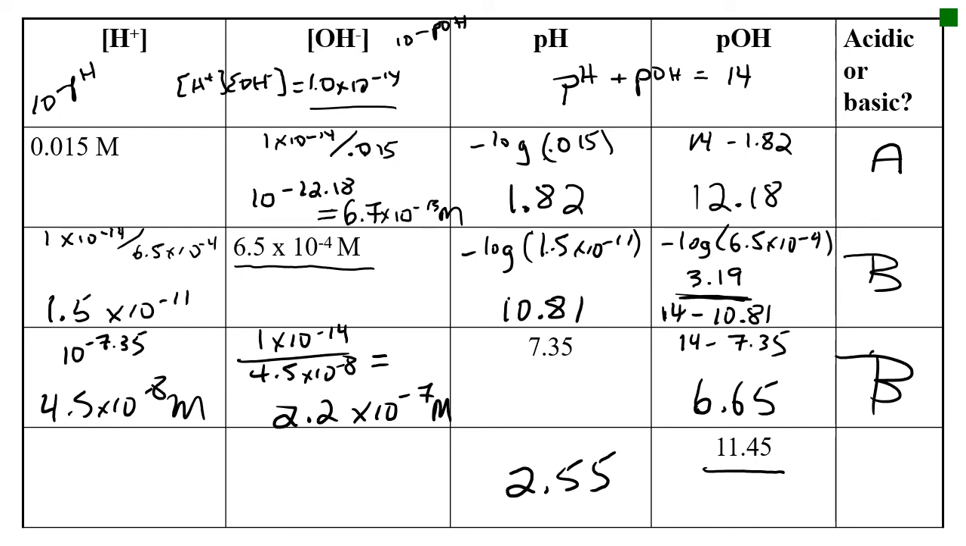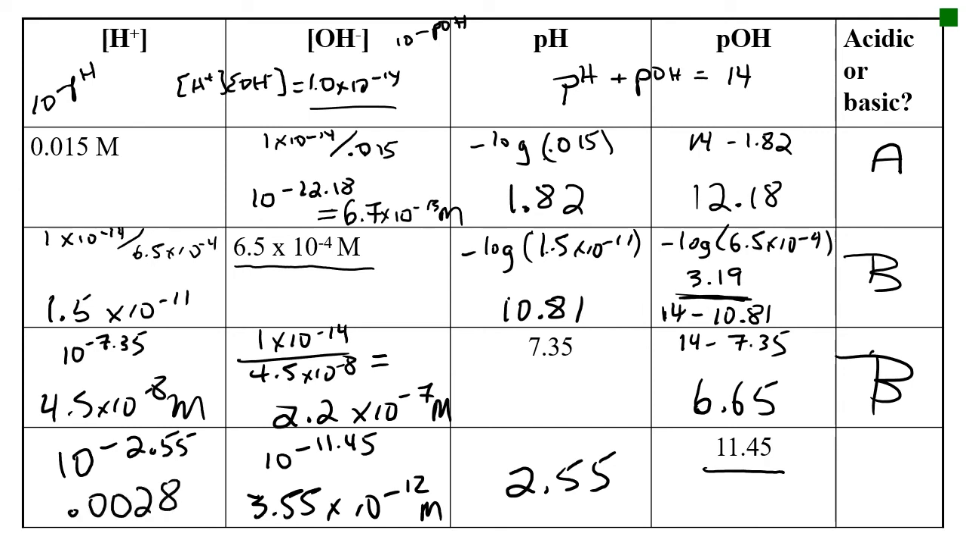Our hydroxide is going to be 10 to the minus 11.45, and that's going to equal 3.55 times 10 to the minus 12 molar. Our H plus is 10 to the minus 2.55, and it's going to be 0.0028 molar.